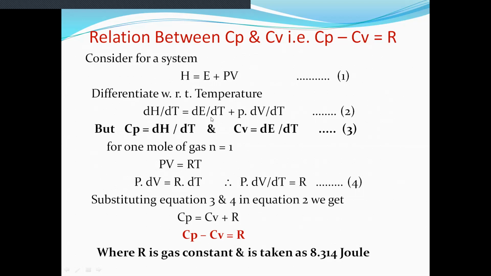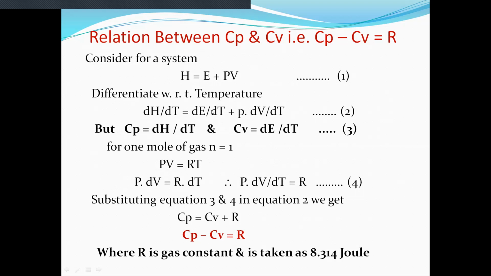Here in equation 2, dH upon dt is there and dE upon dt also is there. So this is equal to Cp and this dE upon dt is equal to Cv. Now P into dV upon dt. What is the value of P into dV upon dt from equation 4? Now see equation 4: P into dV upon dt is equal to R. So put this value as R.